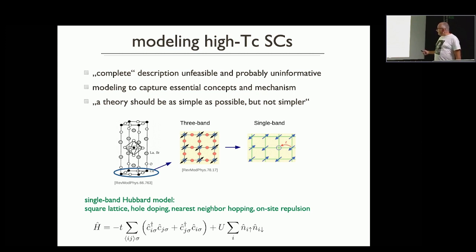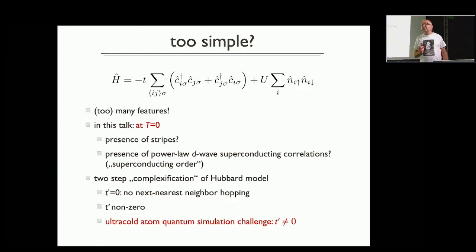Electron sites sitting on a square lattice, and these electrons can hop and they have Coulomb interaction. And the simplest model that people have been discussing for decades now, which all of you, I guess, have seen, is the single-band Hubbard model on a square lattice. You dope it with holes, there's a nearest neighbor hopping, and the Coulomb interaction is just modeled by the on-site repulsion. Okay, so the question is, is this too simple to explain the richness of the phase diagram?